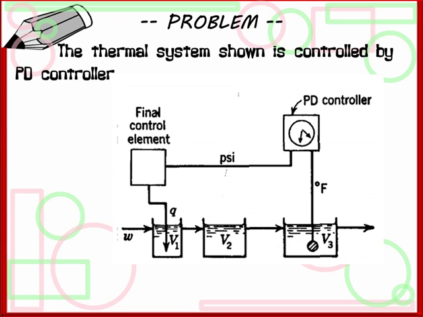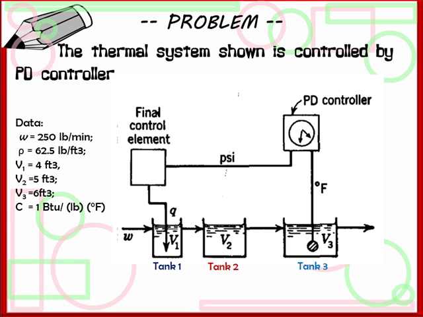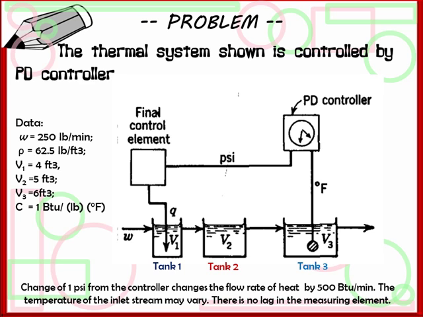In this problem, let us consider a thermal system controlled by a PD controller. This figure shows the three tanks, the PD controller, the Q, and the load entering at tank 1. Given also is this data: the flow rate, the density, the volumes, and the specific heat value. It should be noted also that the change of 1 psi from the controller changes the flow rate of heat by 500 BTU per minute.